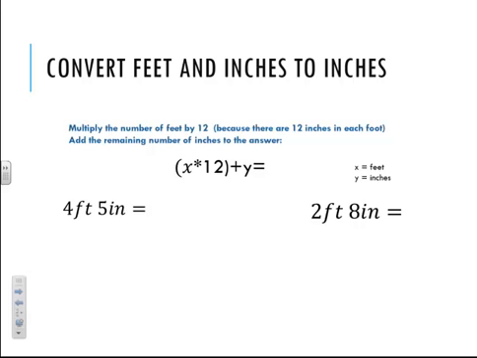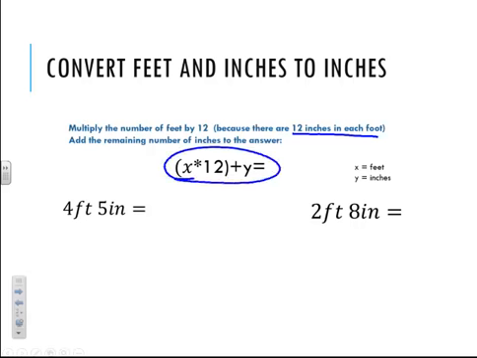Another important skill that you need when doing vital signs with patients is to be able to convert feet and inches to inches. Sometimes we know how tall a patient is. They tell us they're 4 feet 5 inches. We do it on the scale, they're 4 feet 5 inches, but we want to be able to say exactly how many inches they are.